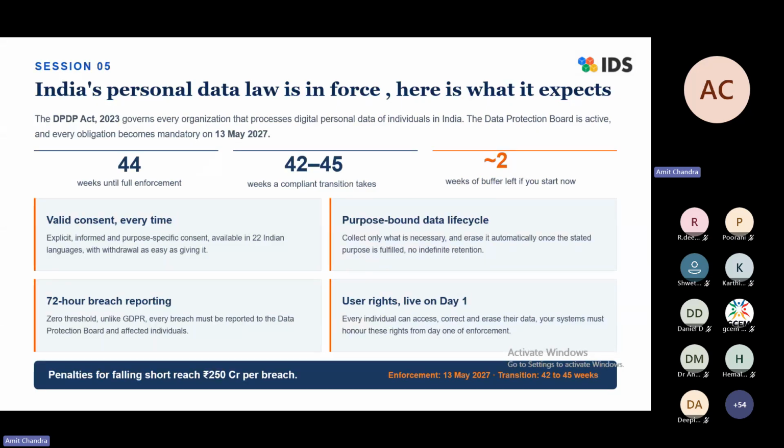Once you have a data breach, suppose some data has been leaked from your end as an organization, it's your responsibility to notify the Data Protection Board within a 72-hour breach window. You have to at least send a mail to them that something has happened on your platform and you are taking care of that. So in this way, you have to make sure that from day one, when the user has given the consent, he can access, correct, and erase their data. And your platform should have the capability to do that.